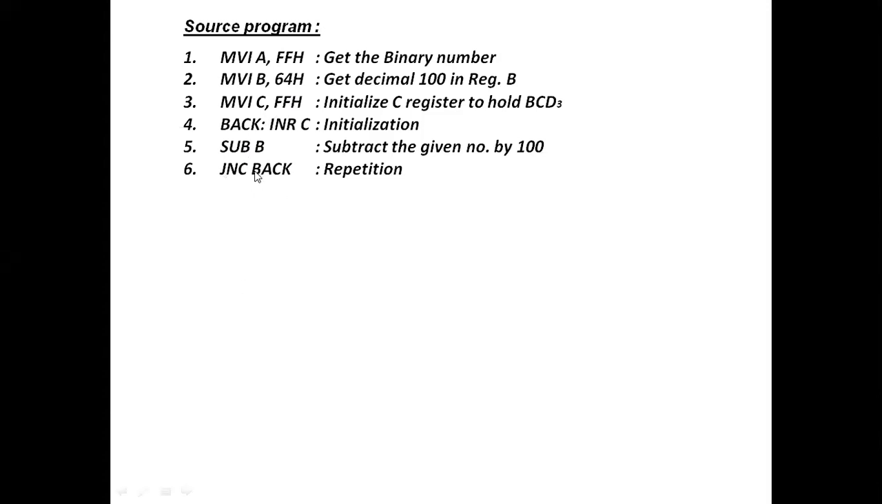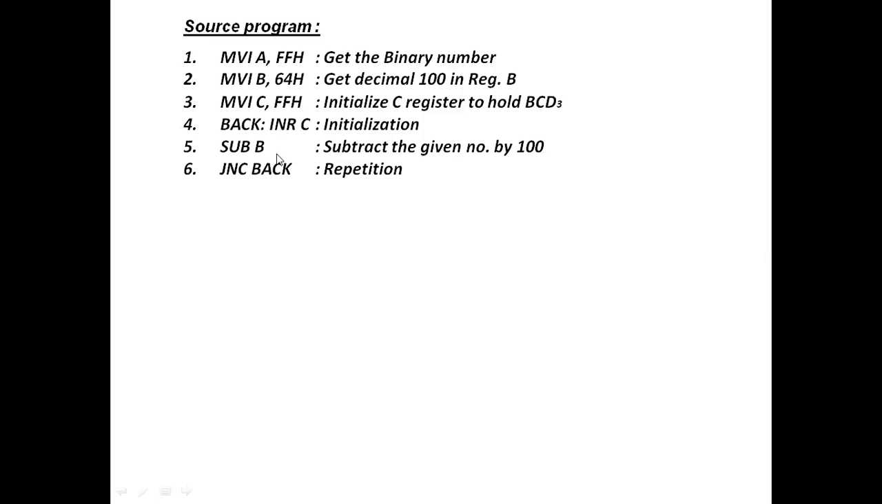We have to check whether after doing the subtraction, the remainder has become less than 100 or not. For that, we are checking the carry flag, because whenever the remainder becomes less than 100, the carry flag will be set. When 255 is subtracted by 100, it will be 155, so carry will not be generated. If carry is not generated, it will go back and increment C. The previous value of C is 0; now it will become 1. It means it has been subtracted one time.